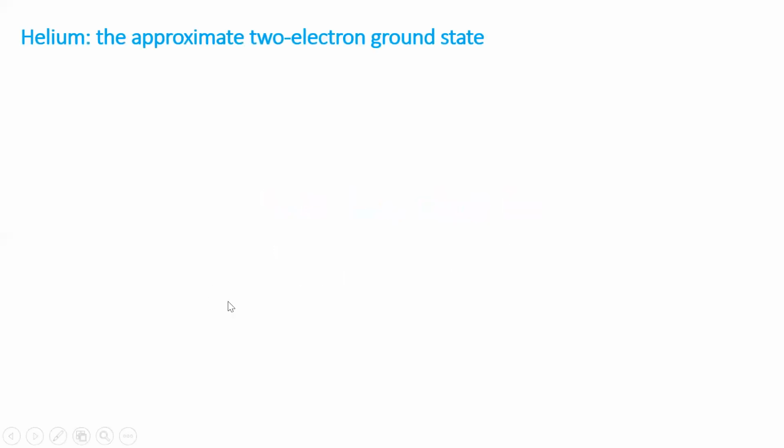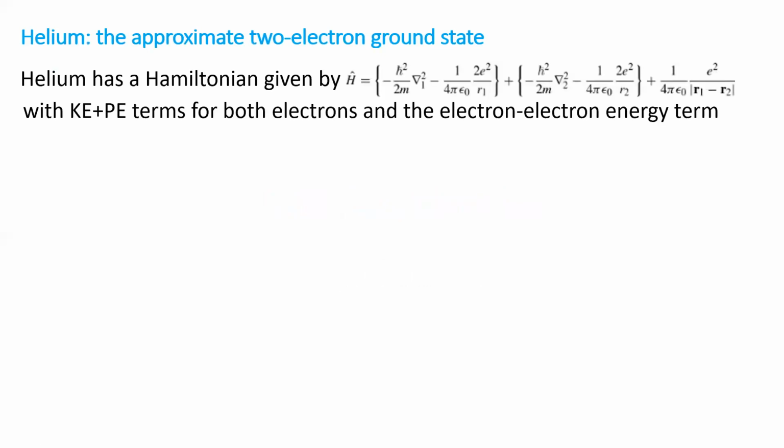So helium, the approximate two electron ground state. Helium has a Hamiltonian, which is given by this here. It has two electrons, so it's a two particle Hamiltonian. This first term has the kinetic energy, and this term the potential energy with respect to the helium nucleus. So notice that instead of e squared as for the hydrogen atom, we have 2e squared because the helium nucleus has charge 2. And then for the second electron, we have similar interactions.